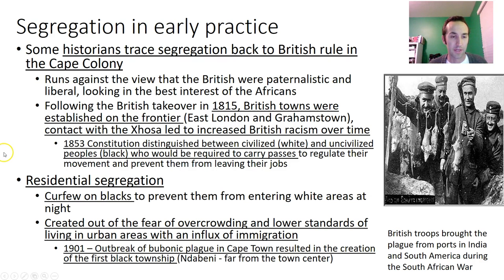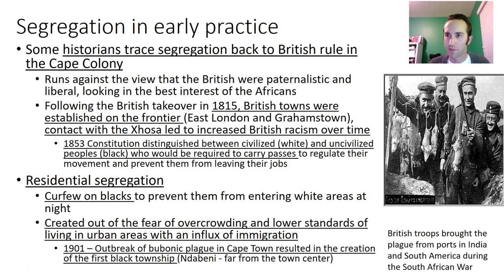We also start to see residential segregation as far as where they can and cannot live. And so they may be allowed to work in the white neighborhood, but when the sun goes down, they go home. And we see similar things in America, the idea of sundown towns. And so there's a curfew on blacks to prevent them from entering white areas at night so that they don't live there. But they can be the maids, they can be the farmers, that's fine. This is created out of fear of overcrowding and lower standards of living in urban areas with an influx of immigration. And so they want to keep this a lowly populated, just a white area. But if we start to mix things in, it would ruin the neighborhood.